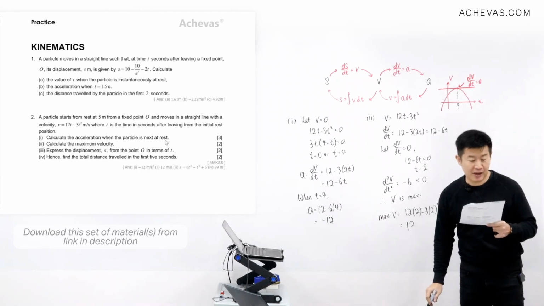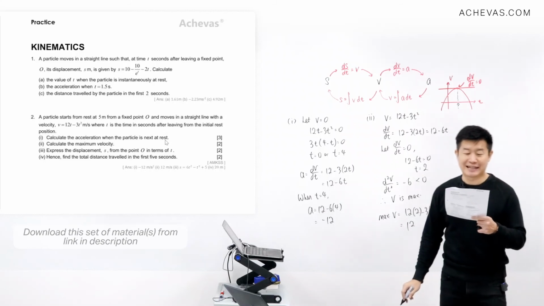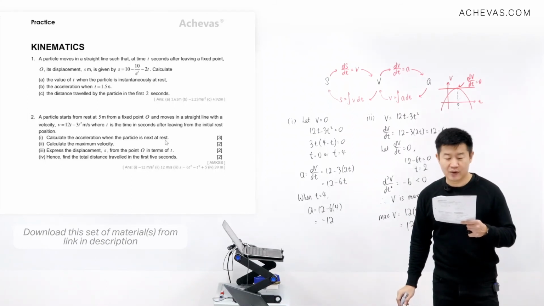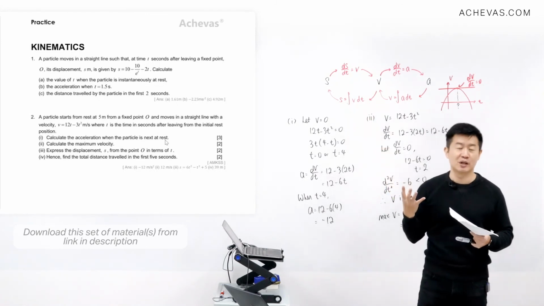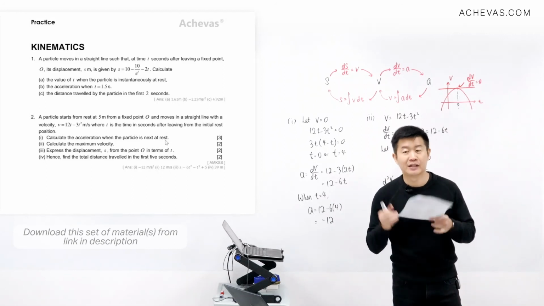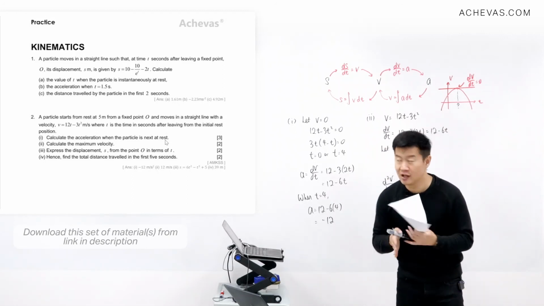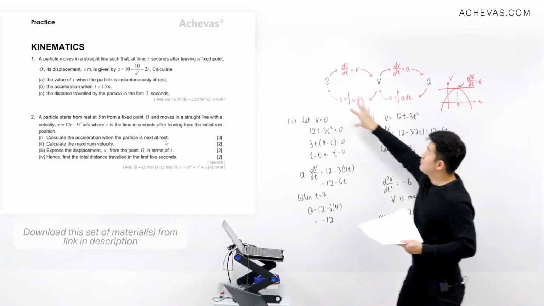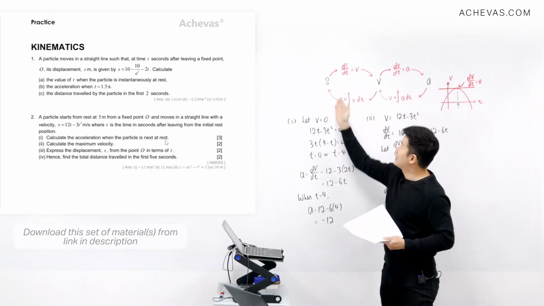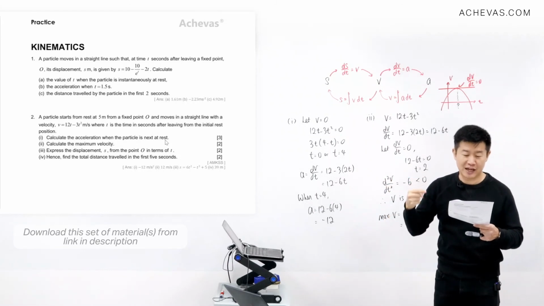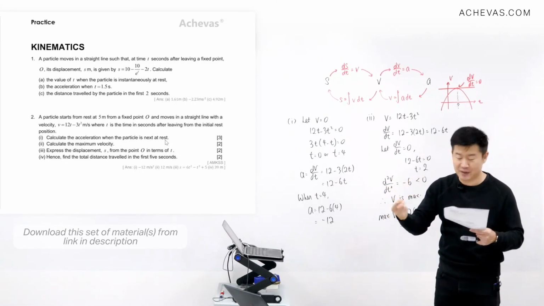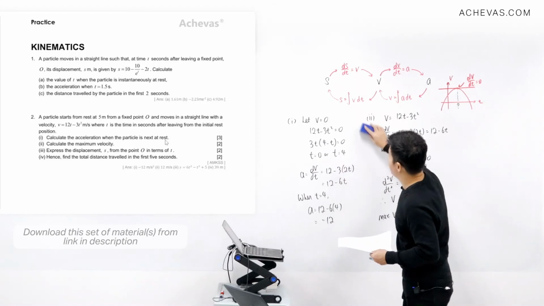Now part 3. Part 3, we are supposed to express the displacement in terms of t. So how do we get the displacement? We need to look at the information that we currently have. We have the expression for the velocity. So how do we get back to displacement? We will integrate. Integrating the velocity expression with respect to time gets us back to the displacement. So let us try part 3.